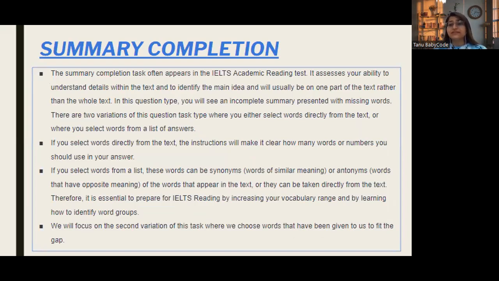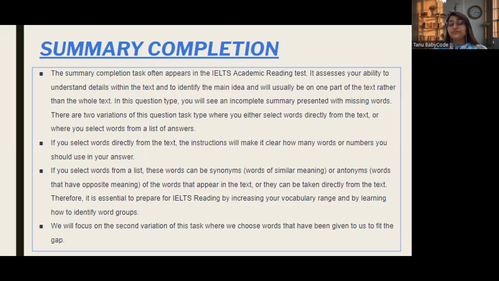What you will see in this type of question is an incomplete summary presented with missing words. But there are two types of variations in these questions. One is where you have to select words directly from the text, or where you select words from the list of answers, like from the list of possible options given to you, right? So first, if you select words directly from the text, the instruction will make it clear how many words or numbers you should use in your answer.